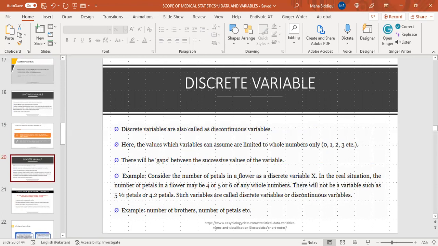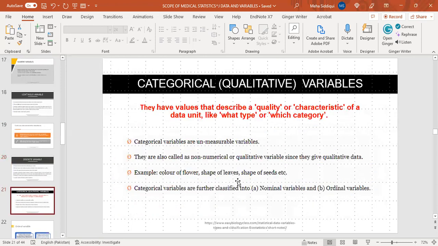These are those variables which consist of whole numbers like 2, 3, 1. So for example, number of brothers, number of petals, etc. Then come qualitative variables or categorical variables. They have values that describe a quality, as their name suggests, or characteristic of a data unit, like what type, which category. So they are unmeasurable variables. They are also called non-numerical or qualitative variables since they give qualitative data. For example, color of flowers, shape of leaves, shape of seeds, etc. They are further classified into nominal variables and ordinal variables.